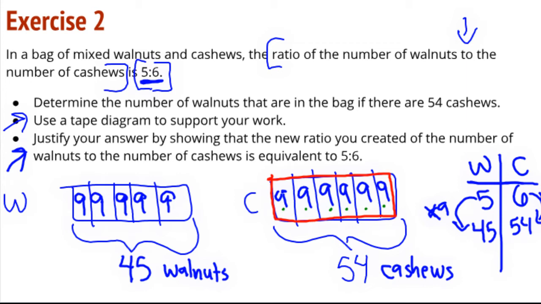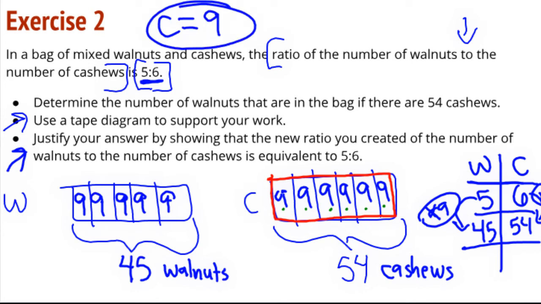So I am showing the ratio that I started with, this 5 to 6. I'm showing my new ratio. I am showing that I multiplied both parts of my ratio by 9. So my C value, my little lowercase c, is 9. And you'll remember that's one of our I can statements, that we can find those C values, what both parts of the ratio are multiplied by.